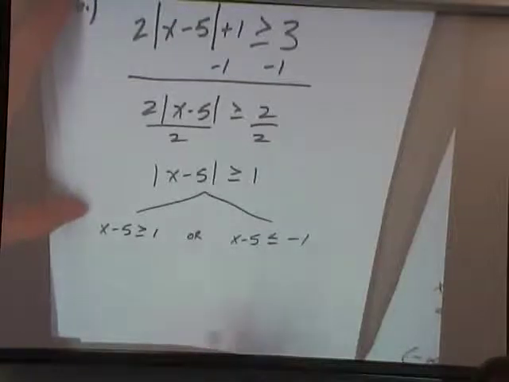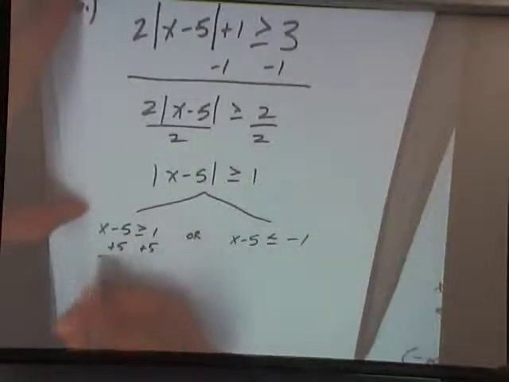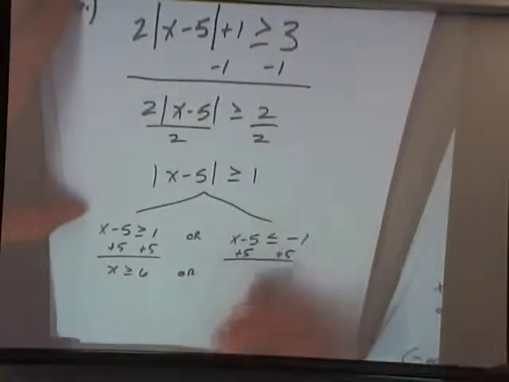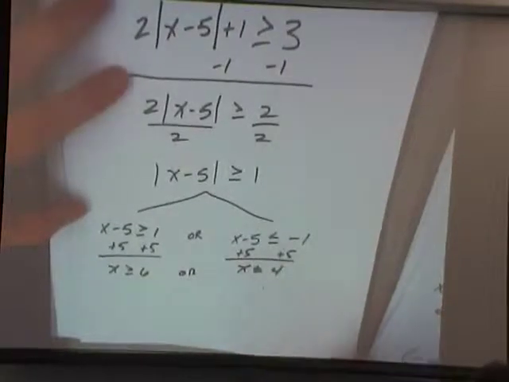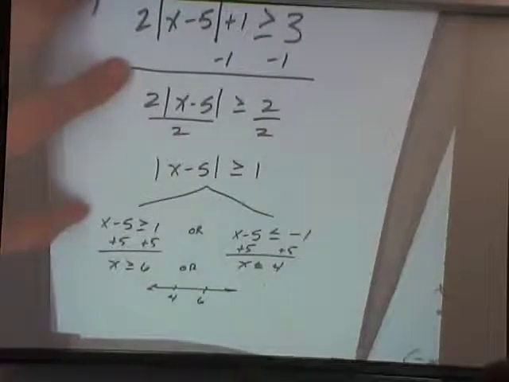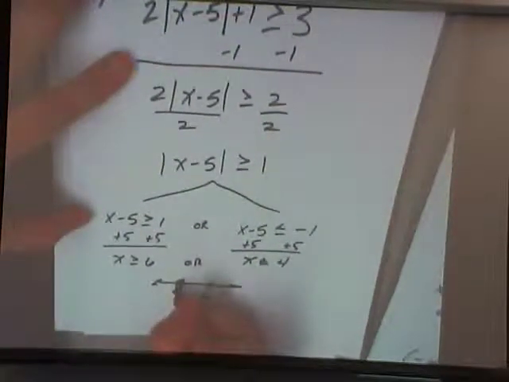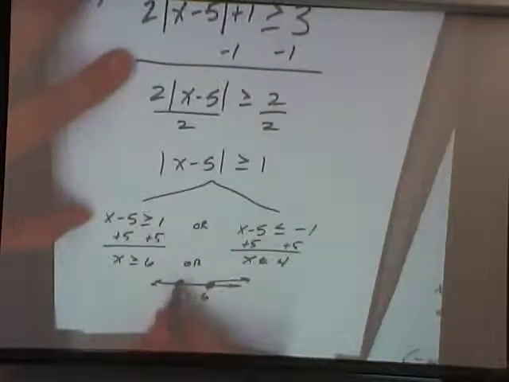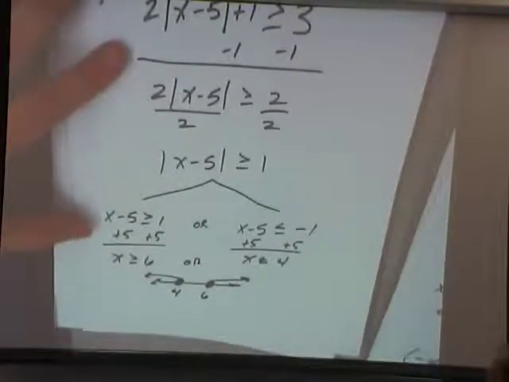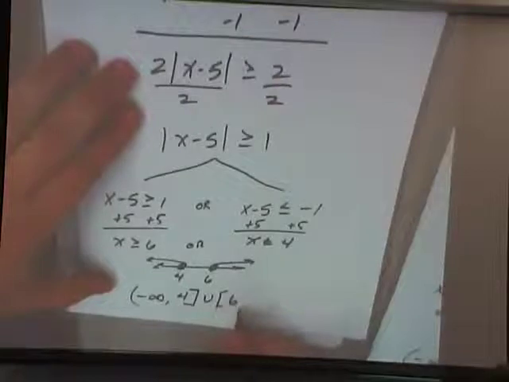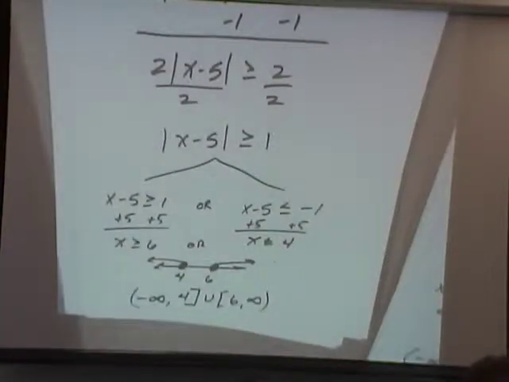Alright, so now solve the 2 equations. Plus 5, x greater than or equal to 6, or plus 5, x less than or equal to 4. So on our number line, we would use closed circles this time. And greater than the 6, or less than or equal to the 4. If it was interval notation, it would be negative infinity all the way up to 4, including the 4, union with 6 to infinity, including the 6.